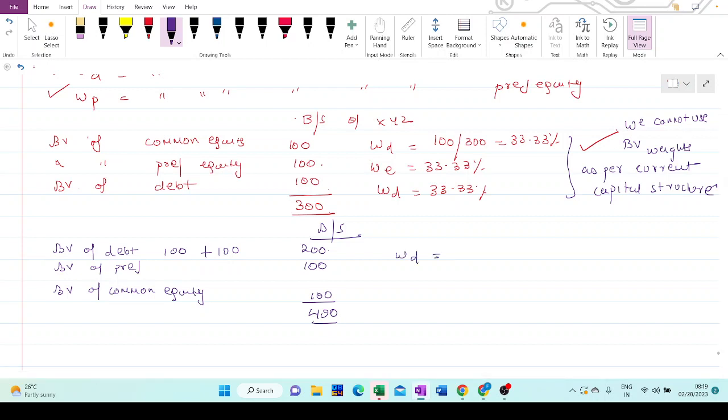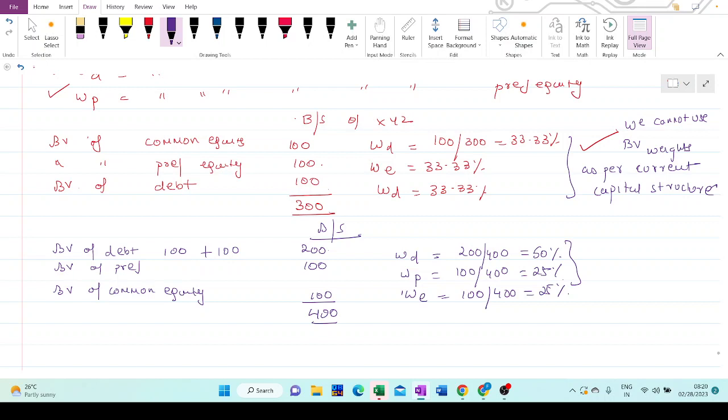Now guys, please calculate the weight of debt. Weight of debt would be 200 by 400, that is 50%. Weight of preferred equity would be 100 by 400, that's 25%. And weight of common equity would be 100 by 400, that is 25%. Right. So these are the weights which are suggested by the target capital structure of the company.